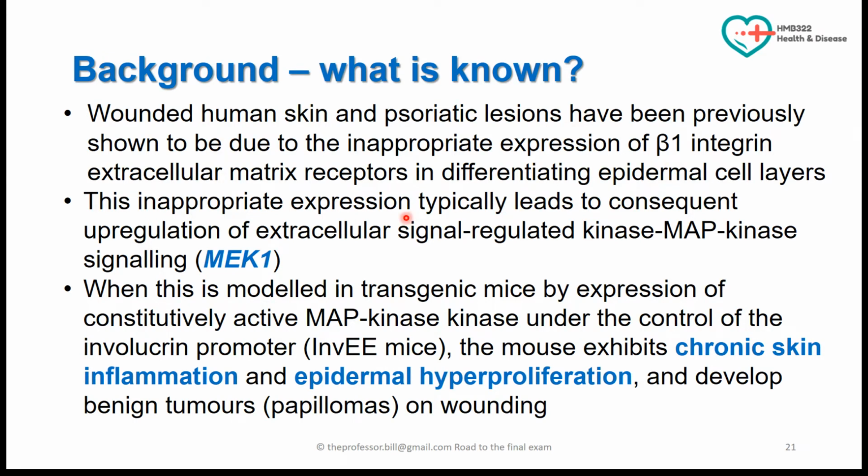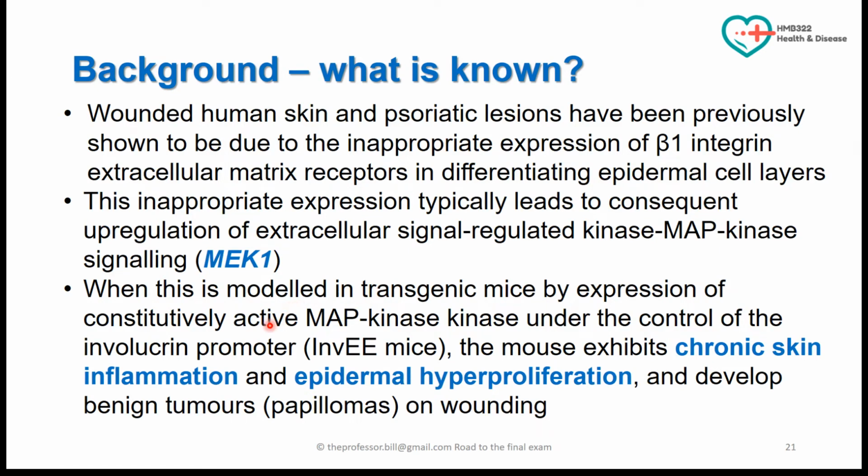And one of the things that is well known about the beta-1 integrin pathway in keratinocytes is that if we start overexpressing too much of this beta-1 integrin, we also get an upregulation of the extracellular signal-related MAP kinase, which is known as MEK1. So in damaged skin or psoriatic skin, we get beta-1 integrin, and as a result of that, we also get an upregulation of MEK1. I'm hoping those are linked for you and it makes sense.